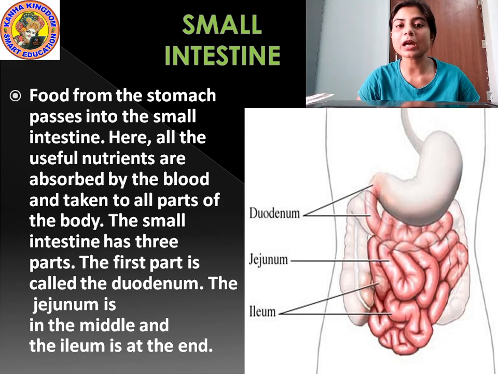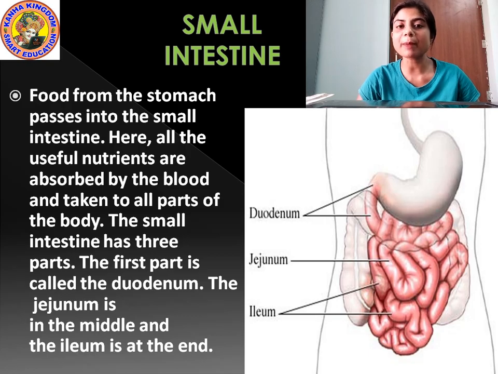The upper portion is called the duodenum, the pipe. The small intestine that begins from the stomach, that first portion, is called the duodenum. The middle portion is called the jejunum. The portion in the middle of the small intestine is called the jejunum.